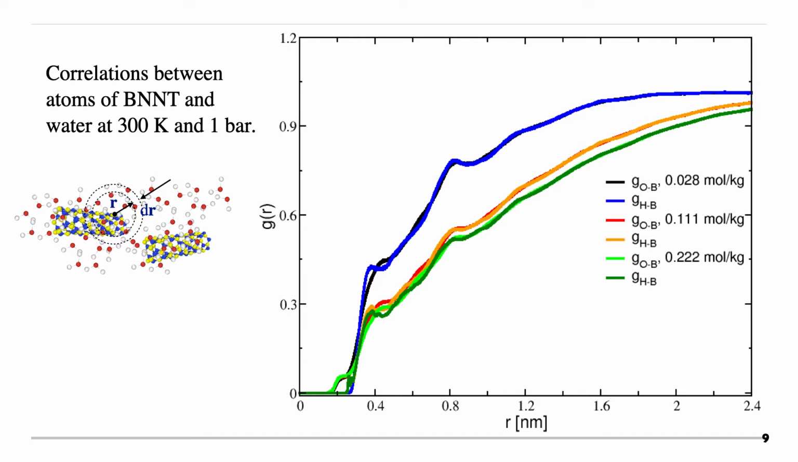Now we calculate the correlation between atoms of the nanotubes and water molecules, and as can be seen in the figure, this correlation is very low. Moreover, if the concentration of nanotubes increases, this correlation decreases even more, since the volume increases to maintain the pressure constant, thus generating an even greater spacing between the water molecules and the nanotubes.